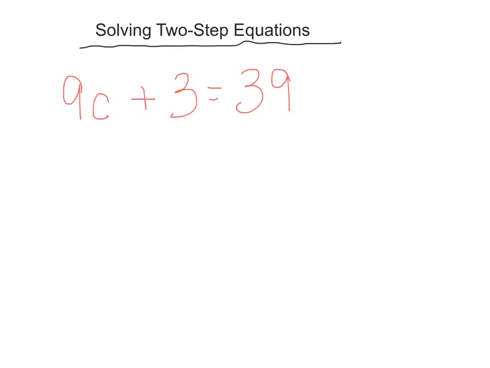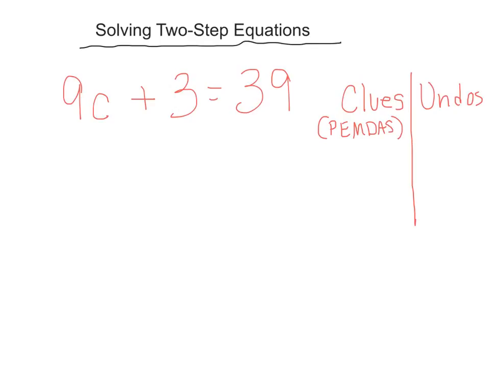I'm going to use a little chart here off to the side to help me out. So will you make this chart with me? It's called clues and undos. And yes, I know undos is not a word, but we're going to roll with it. All right, the clues is looking for our PEMDAS rules. If I knew the value of c, I would use my PEMDAS rules to solve my expression. But since I don't know that, I have to go backwards.